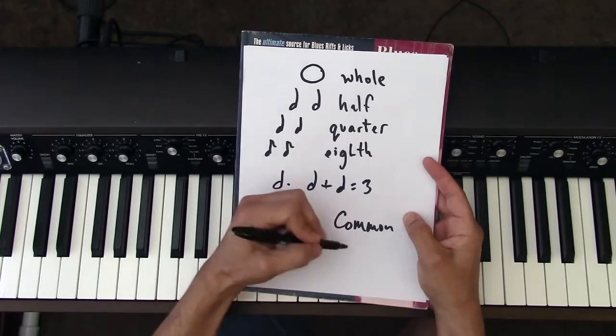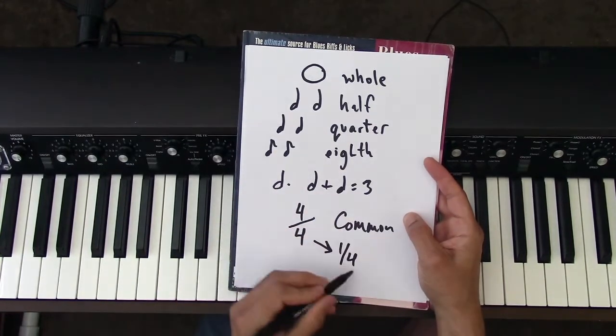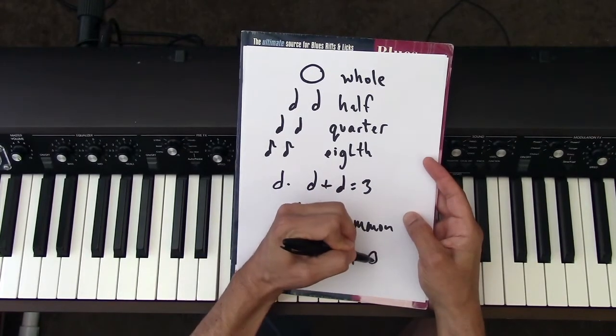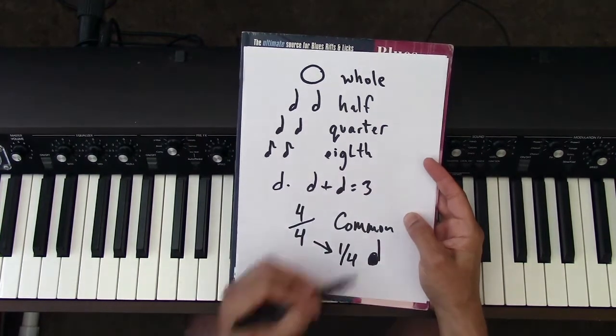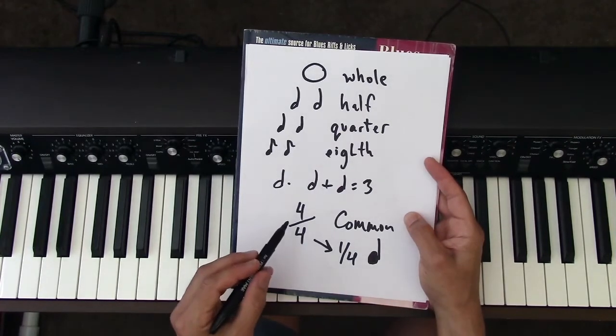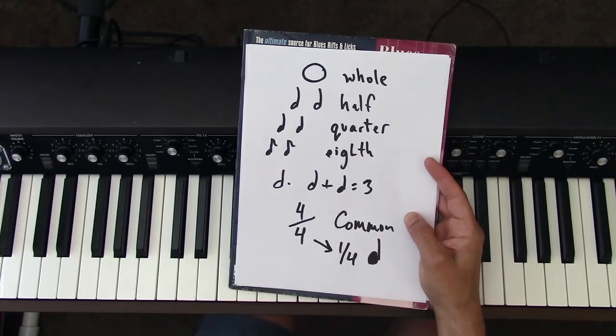If the 4 is on bottom, that stands for the quarter note getting 1 count. Okay, there's our quarter note, it'll get 1 count. Okay, the top number tells us how many counts there'll be in each measure. There'll be 4 counts in each measure. Quarter note gets 1 count.